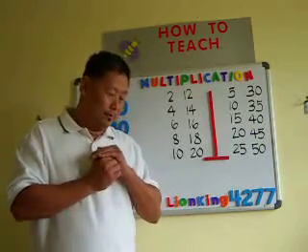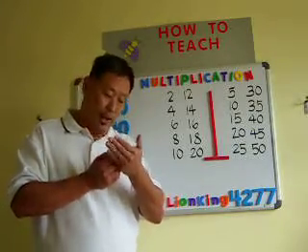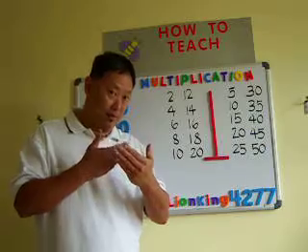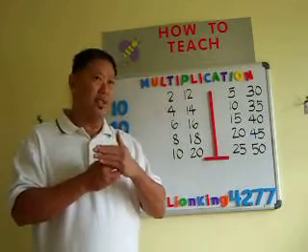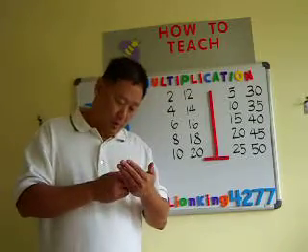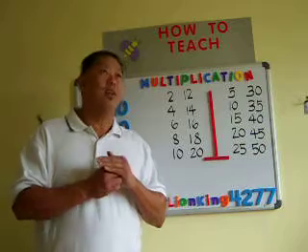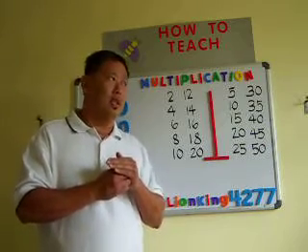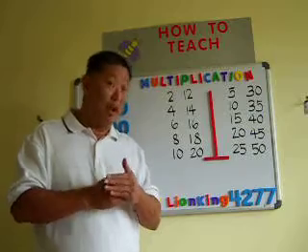2, 4, 6, 8. You try to look. 2, 4, 6, 8, 10. 2, 4, 6, 8, 10, 12, 14. 2, 4, 6, 8, 10, 12, 14, 16. 2, 4, 6, 8, 10, 12, 14, 16, 18, 20.